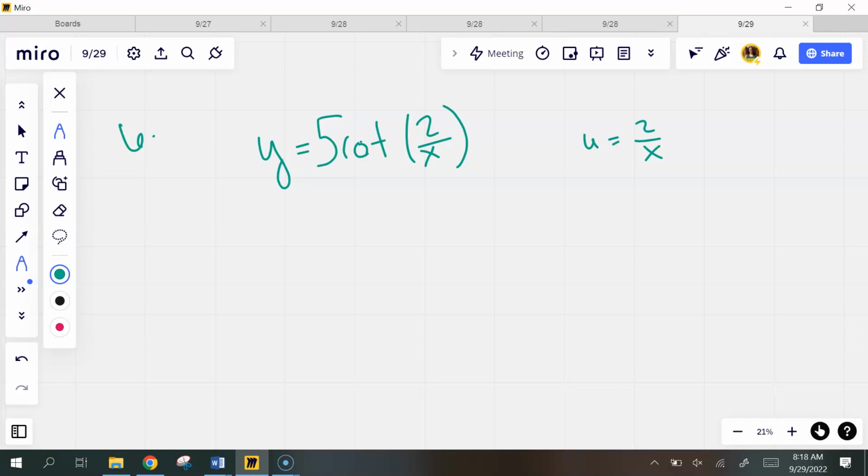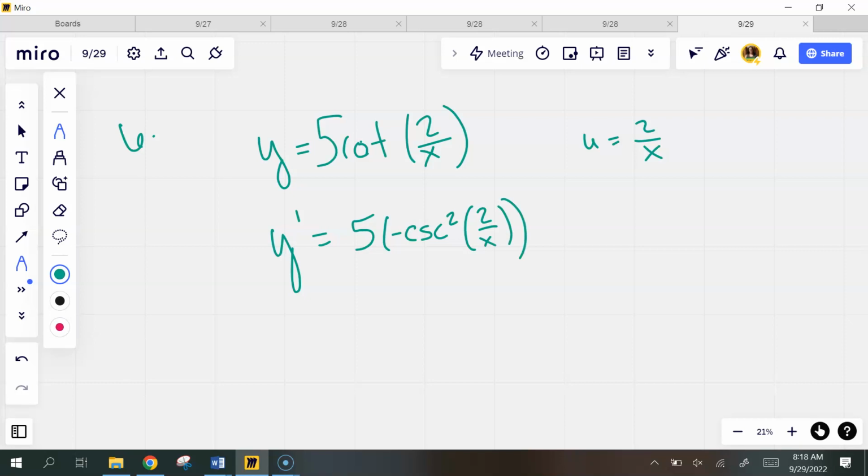All right, derivative here. We're going to do derivative of the outside, right? So what's the derivative of cotangent? Get out your little handy dandy sheet. I don't know cotangent off the top of my head. Negative cosecant squared x, right? So I've got 5. That's just a coefficient in front, so it's going to stay. Times negative cosecant squared 2 over x.